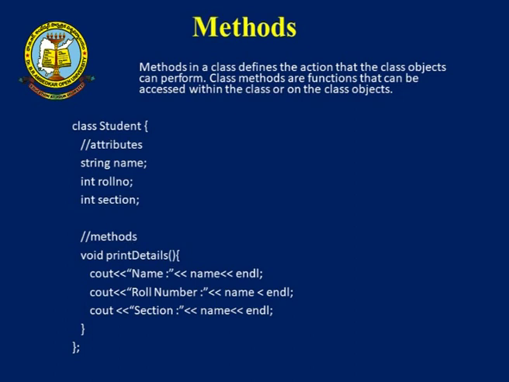Under that, using the cout, I am printing the name, roll number and the section. See, cout stands for console output. It is a function in the C++ programming language. Using this function you can print the data on the screen. This is equal to the printf function in the C language.